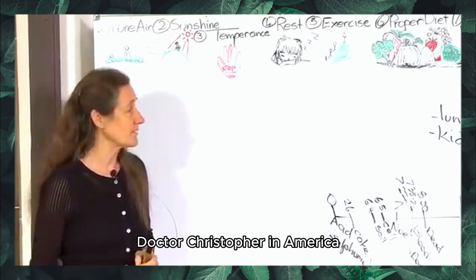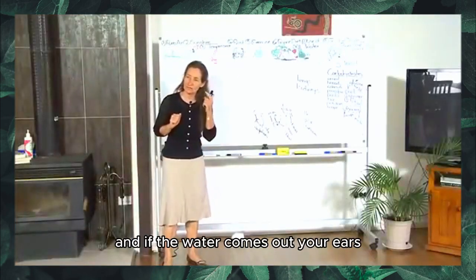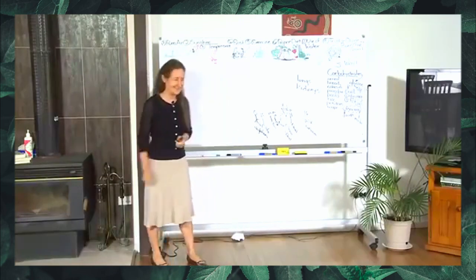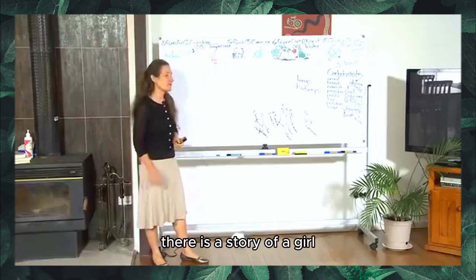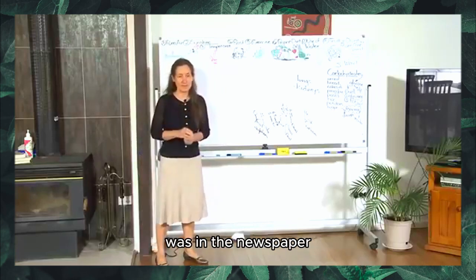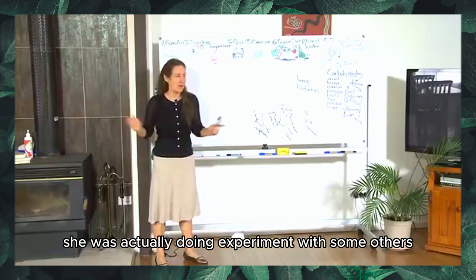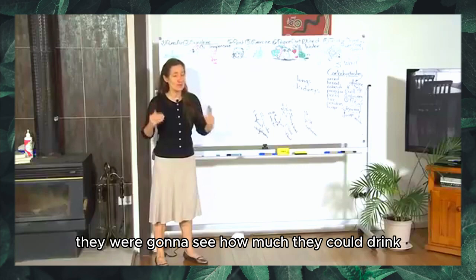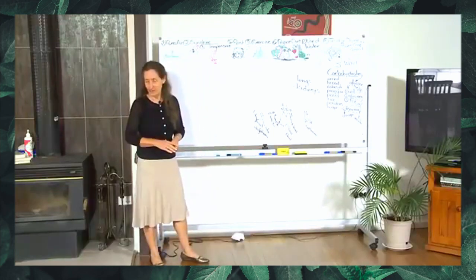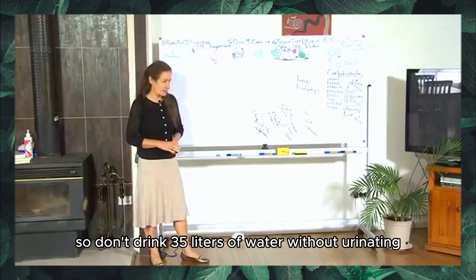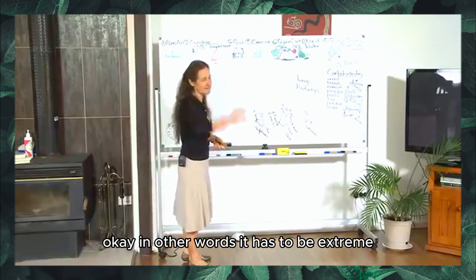Dr. Christopher in America, he said, here's a sign to see if you're drinking too much water. You put your head on the side, and if the water comes out your ears. In other words, it's virtually impossible to drink too much water. There is a story of a girl who was in the newspaper that died from drinking too much water. She was actually doing an experiment with some others. They were going to see how much they could drink without urinating. She got up to 35 litres. So don't drink 35 litres of water without urinating, okay? In other words, it has to be extreme.